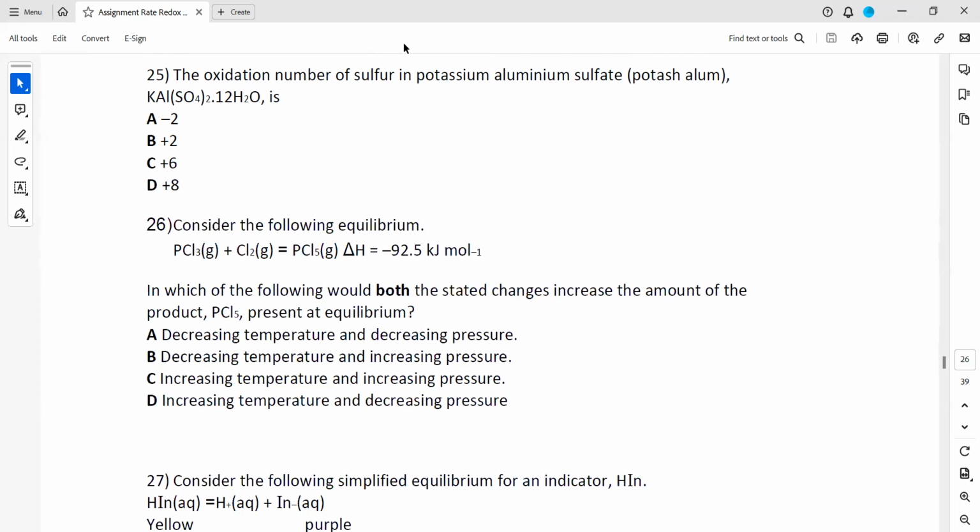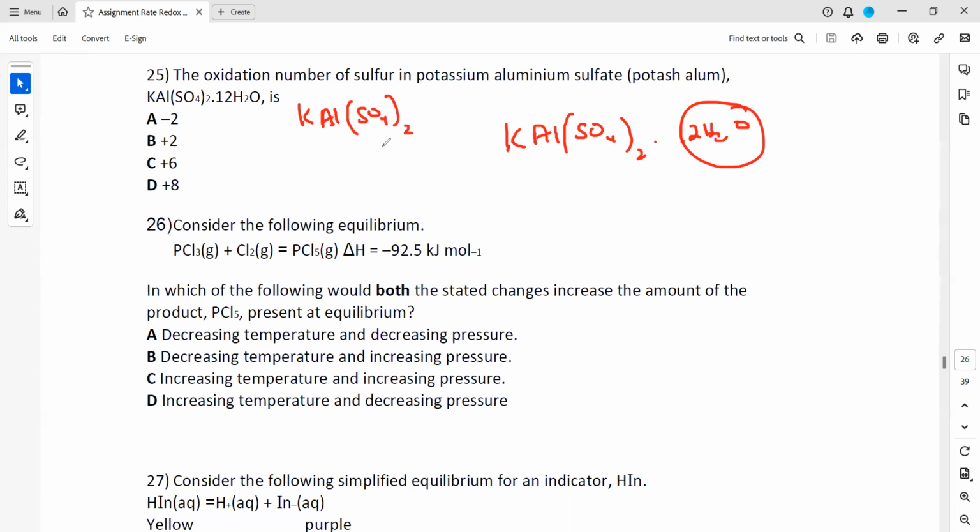Oxidation number of sulfur in potassium aluminium sulfate. So we have potassium aluminium sulfate, which is also hydrated, so 12 water molecules are there, but we don't have to bother about the water molecules. Now we need the oxidation number of sulfur. So we have K, Al, SO4, and then 2.